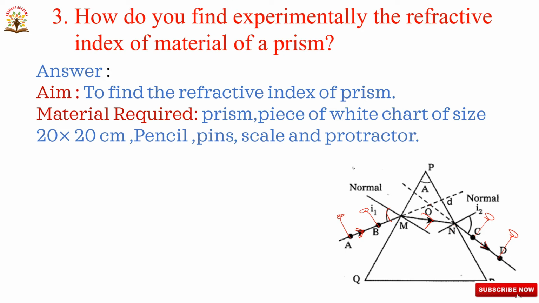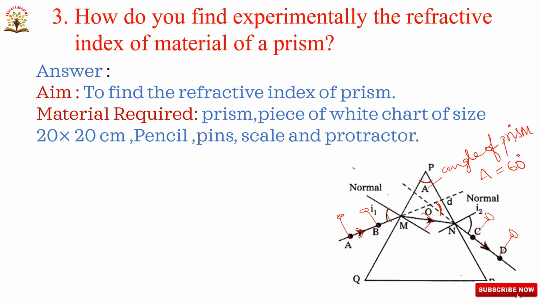The angle between these two rays is known as the angle of deviation, and the angle between the two intersecting sides is the angle of the prism. Here the angle of prism is denoted by the letter A. Angle of prism A is equal to 60 degrees. This is an equilateral prism, so all angles are equal. Here also the angle of the prism A is equal to 60 degrees.